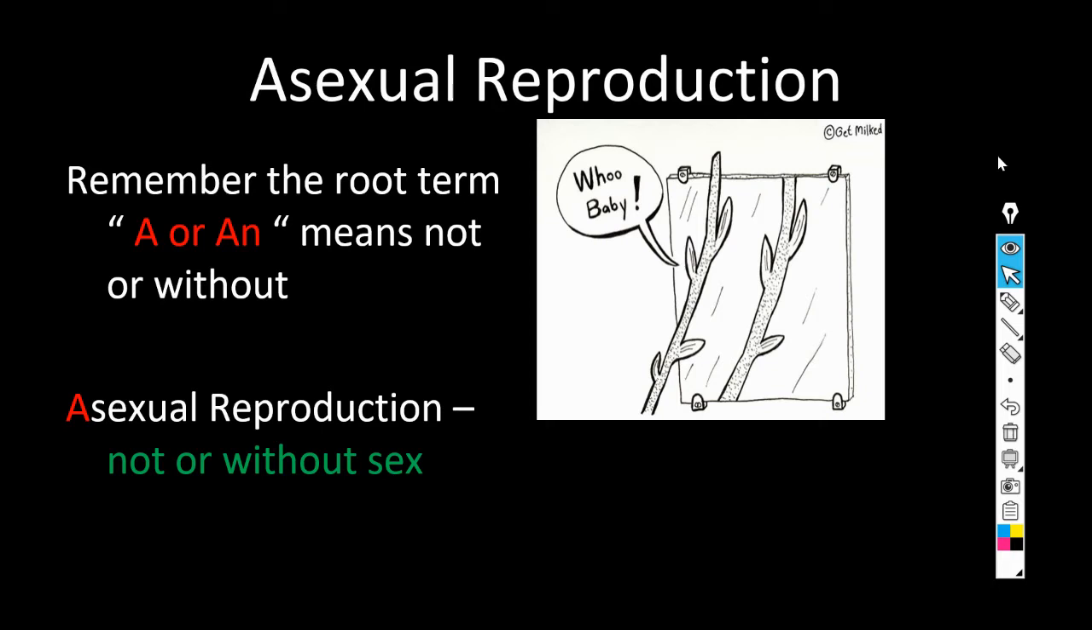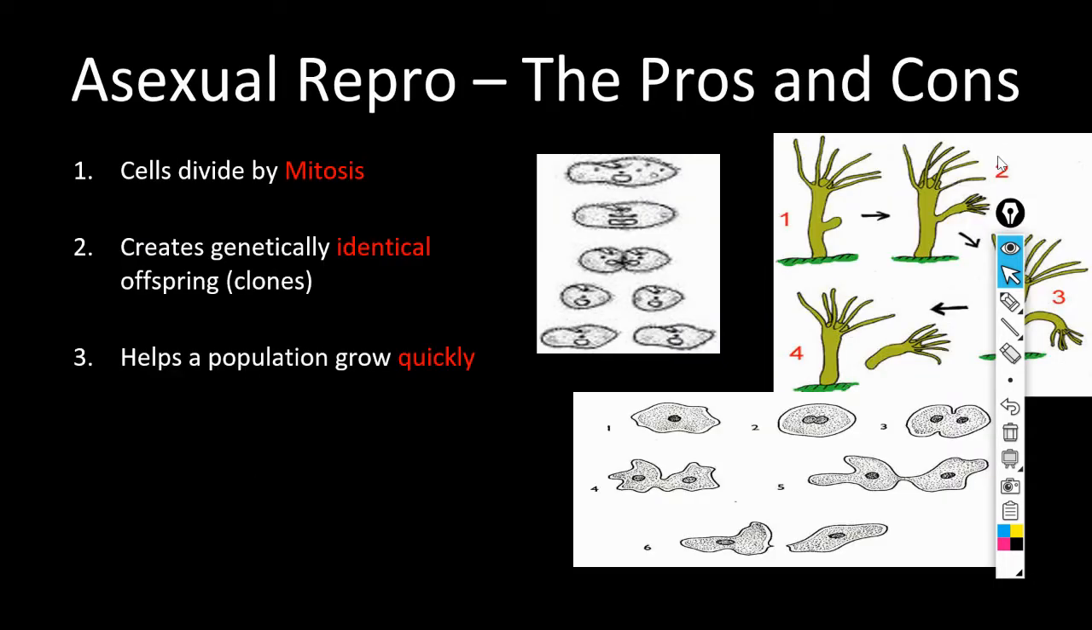Remember, from anaerobic respiration and other terms that you've seen, whenever we have a prefix of a or an, that means without. So when we talk about asexual reproduction that we've been learning about, that means without sex. So it doesn't take a partner, it doesn't take a mate. It can be done by an individual organism all by themselves.